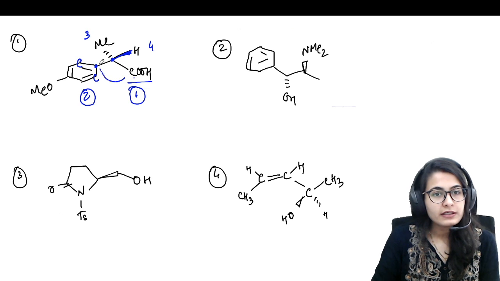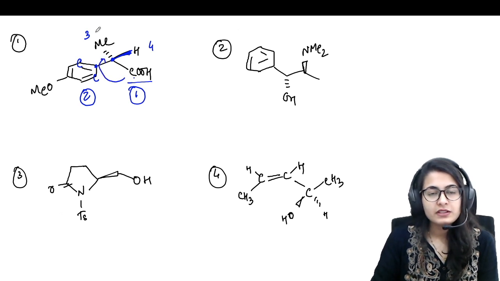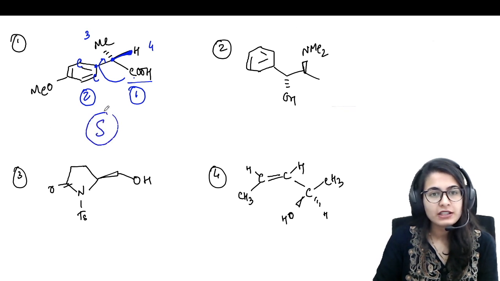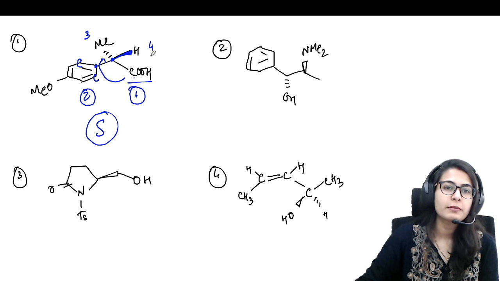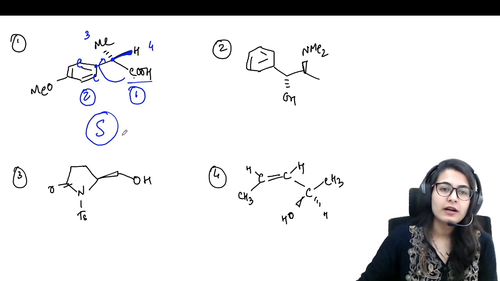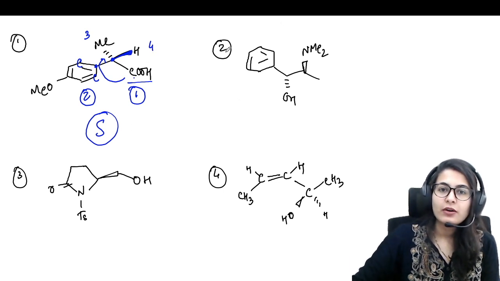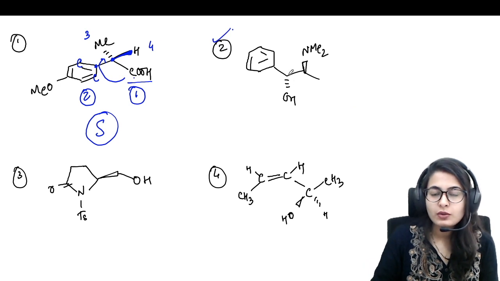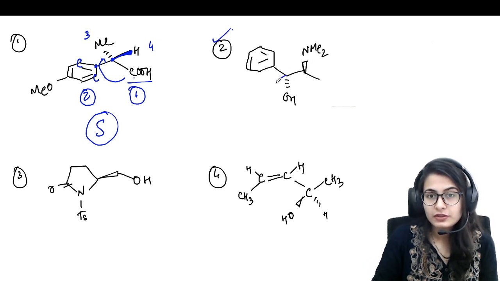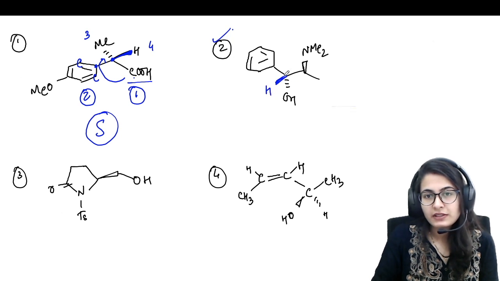So 1, 2 and 3 should have given you R because it is a clockwise rotation, but since the hydrogen is above the plane we are going to write S configuration. So 1, 2, 3 clockwise, but hydrogen above, so S configuration. Now here in option number 2, you have two chiral centers over here. So take care of this. In one of these the hydrogen is above, in the other one hydrogen is below.